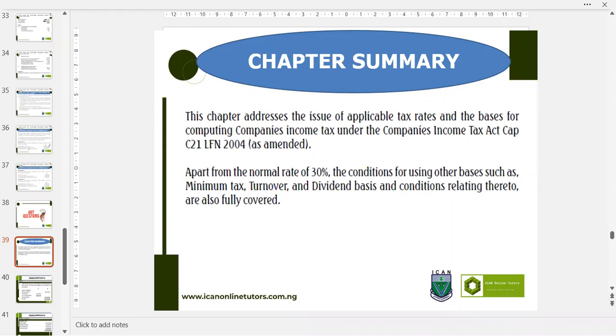Okay, so that's all. In this class, we have successfully discussed the normal basis of computing company income tax, then other bases such as the minimum tax basis, turnover basis, dividend basis, and the exemptions of small companies to tax, then exemptions as regards the tertiary education tax, as well as capital allowances. And we looked at other provisions of the Act, such as that of Section 2 of the FIRS Act.